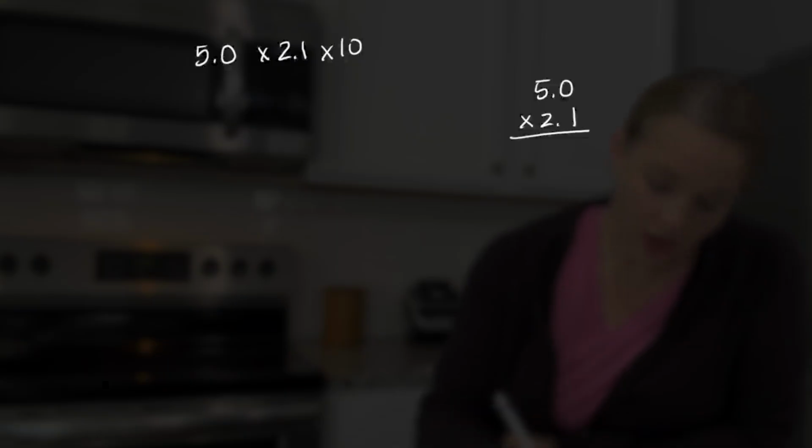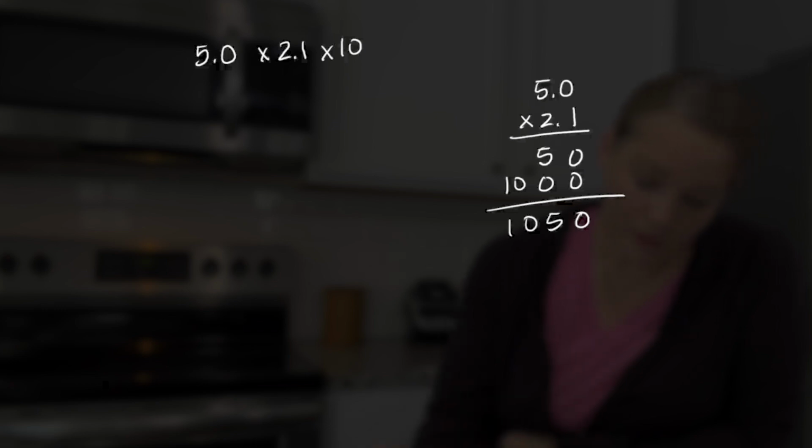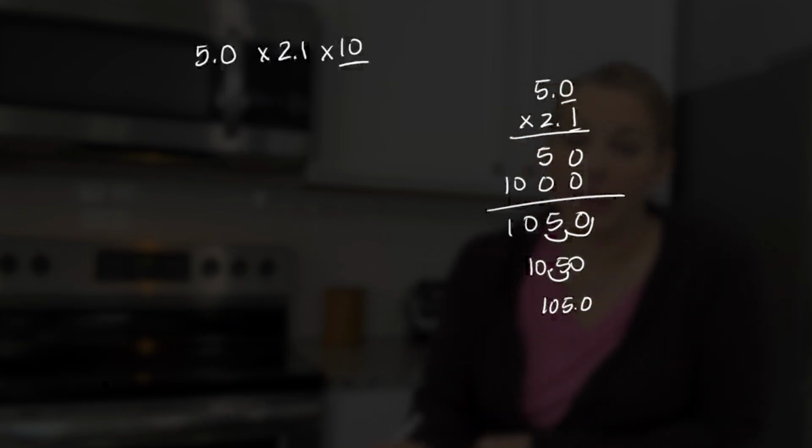If I do 5.0 times 2.1 times 10, we do 5.0 times 2.1. You have 1 times 0 is 0, 1 times 5 is 5. Move over 1. 2 times 0 is 0, 2 times 5 is 10. Gives you 0, 5, 0, 1. And then we have 2 decimal places. We're going to move over twice. That gives us 10.50. Then we're going to multiply by 10. And we do that by moving our decimal point over. So we have 105.0.